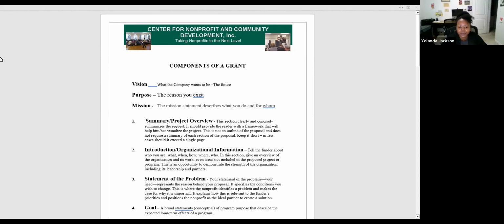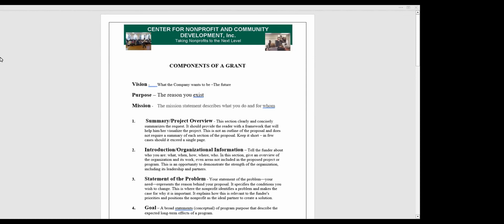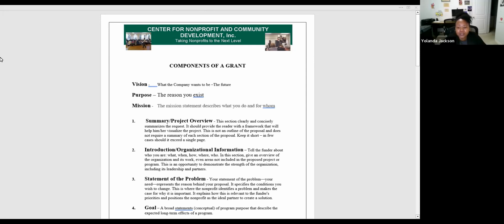It does, yes. Next, read number 2. Introduction, organizational information. So this is to tell the funder about who you are: what, when, how, where, and who. In this section, give an overview of the organization and its work, even areas not included in the proposed project or program. This is an opportunity to demonstrate the strength of the organization, including its leadership and partners.